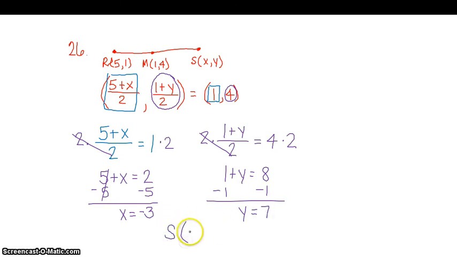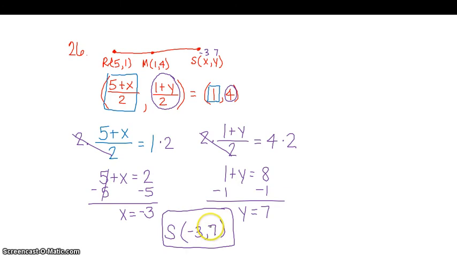So then S is at (-3, 7). Now you can check yourself. I'm going to take these two outside coordinates. 5 plus -3 is 2, divided by 2, and I get 1. So that checks. Now the y values, 1 plus 7 is 8, divided by 2. Yep, that gives me 4. So I have the correct answer. Now this is different than my worked out solutions. I'm seeing now that I had an error. I had put -4 because I didn't multiply by 2 here. That was my mistake. So this is the actual answer, (-3, 7).